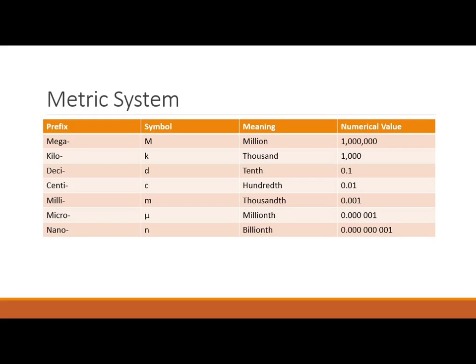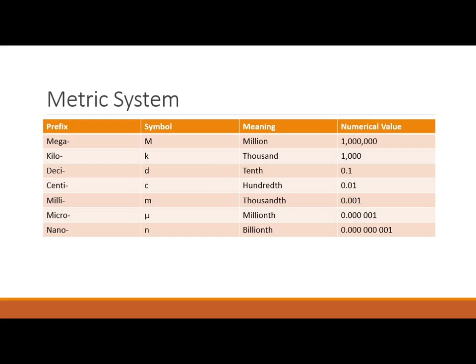So the metric system is very nice, because if I say, well, how many millimeters are in a centimeter? 10. How many centimeters in a decimeter? 10. How many decimeters in a meter? 10. How many meters in a kilometer? 1,000, right? They're all based on factors of 10. So that's the really nice thing about this.